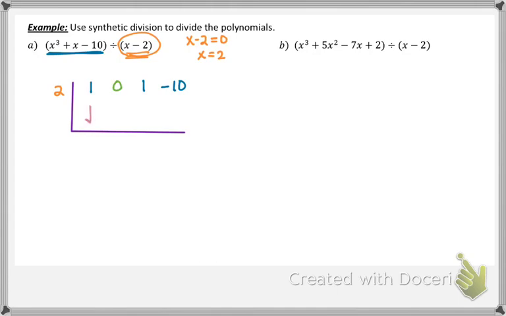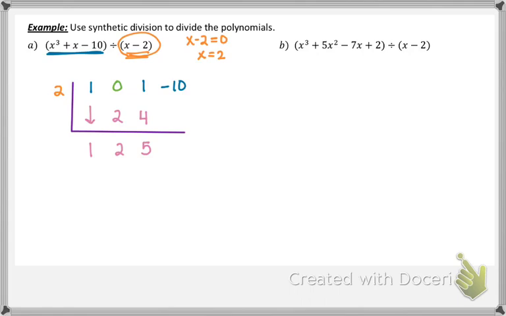So once everything is in place, the first thing we're going to do is bring down the first number, 1. We're going to take that number and multiply it by the number on the outside. 1 times 2 is 2. And then we're going to add the 2 to the 0, which is 2. Okay, and then this 2, I'm going to multiply to the outside number again. 2 times 2 is 4. Put it in the next column. Add the 4 to the 1. That gives me 5.